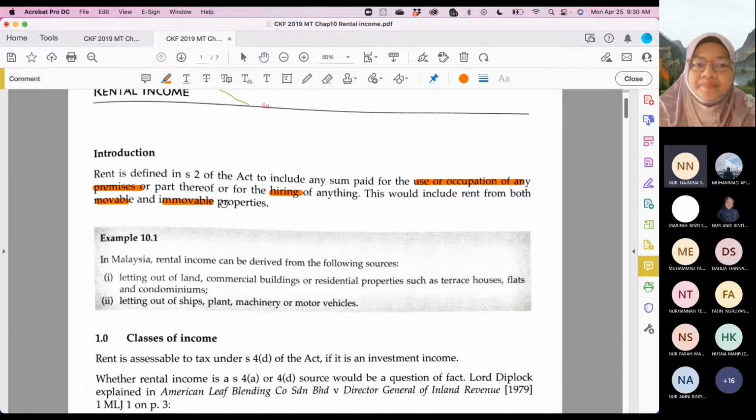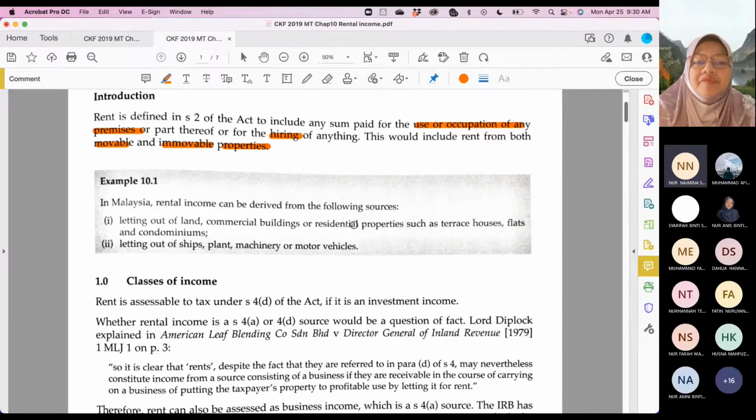In Malaysia, rental income can be derived from the following sources: letting out of land, commercial buildings or residential properties such as terrace houses, flats and condominiums, or letting out ships, plant, machinery or motor vehicles. Normally we only see rental income from properties, but for income tax purposes, rental also arises from the hiring or letting of ships.